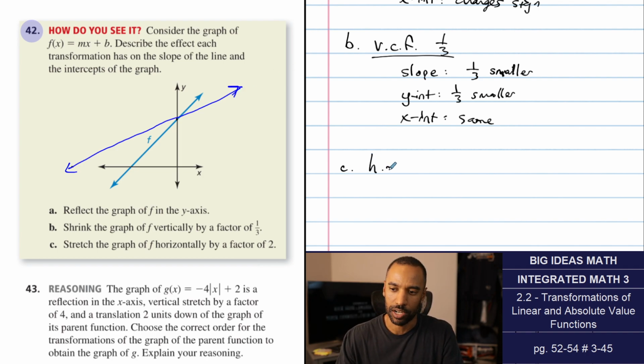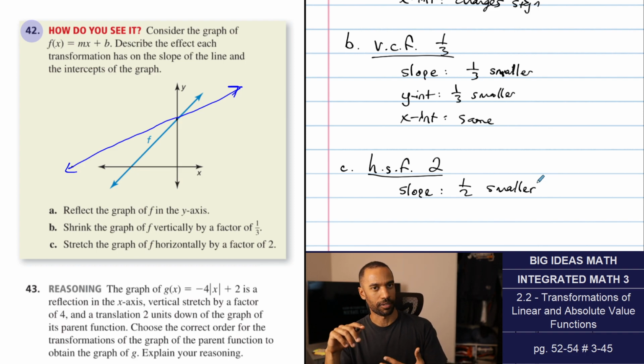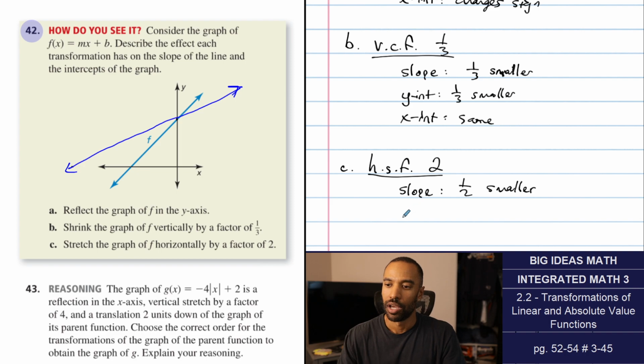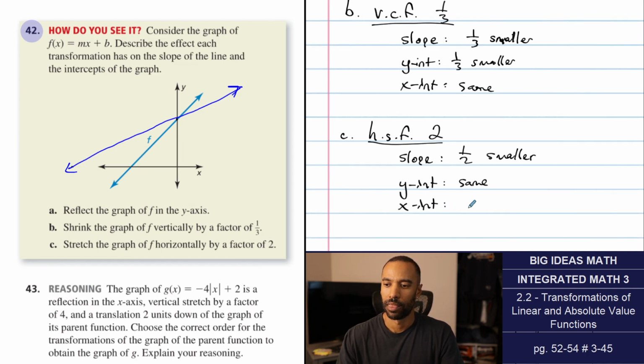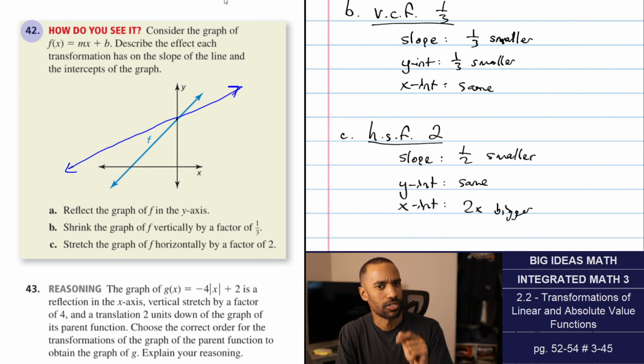So horizontal stretch factor of 2 means your slope is now half smaller, right? The slope is the rise over run. There's less rise for the amount of run, or more run for the same amount of rise. Y-intercept is the same. X-intercept is doubled, 2 times bigger. It's doubled whatever it was. All right, that is how I see it.